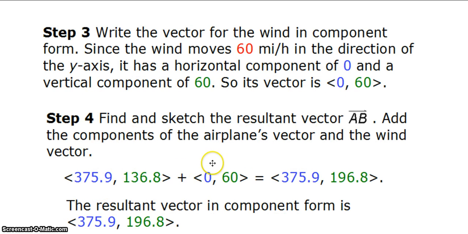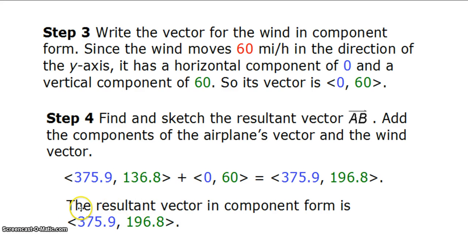So we would have 375.9, 136.8, the plane, added to the 0, 60 wind, and we have 375.9 in the x direction, and 196.8 is the resultant y direction. So in component form, there you have it. Isn't that cool?